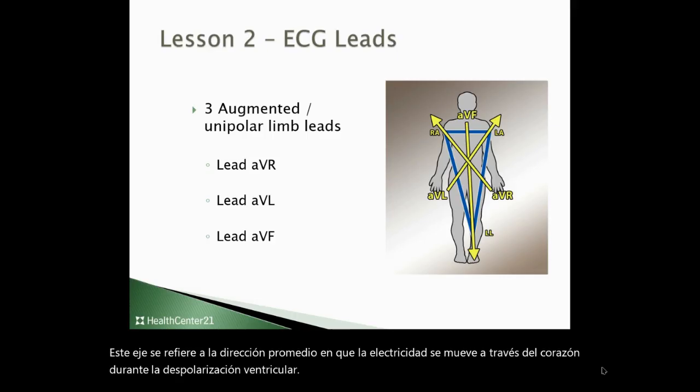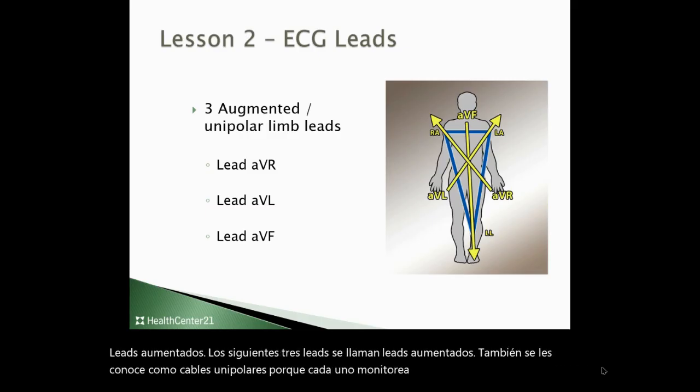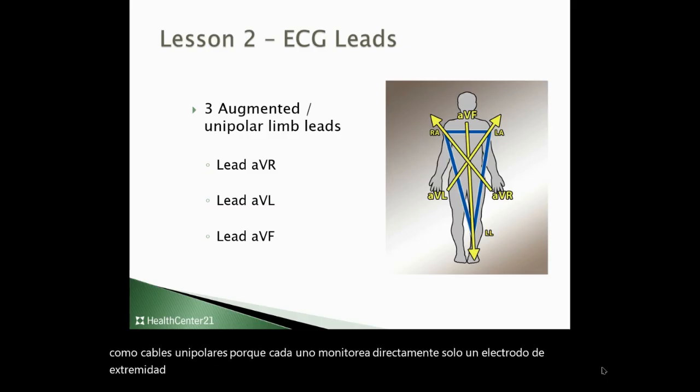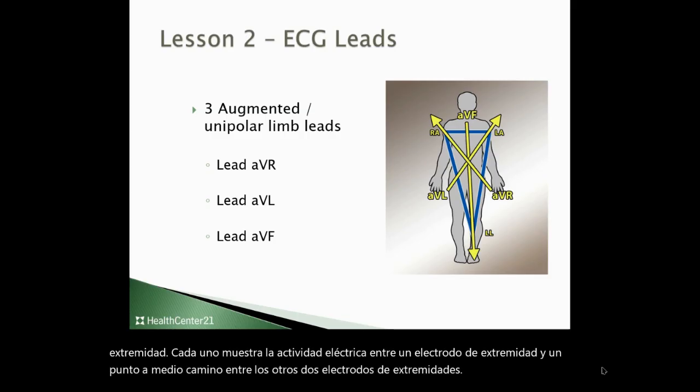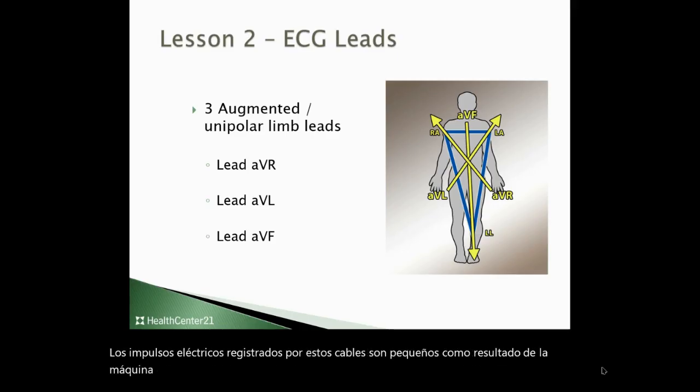Augmented leads. The next 3 leads are called augmented leads. They are also known as unipolar leads because they each directly monitor only one limb electrode. Each one shows the electrical activity between one limb electrode and a point midway between the other 2 limb electrodes. The electrical impulses recorded by these leads are small. As a result, the ECG machine must augment or increase their size in order for the tracing to be readable. These leads are labeled with AV for augmented voltage.